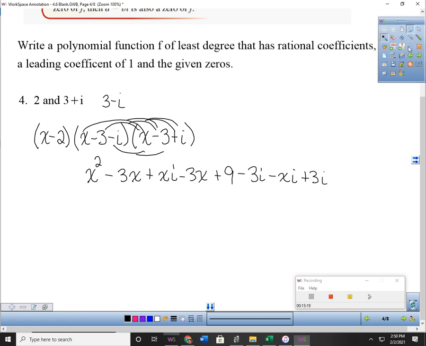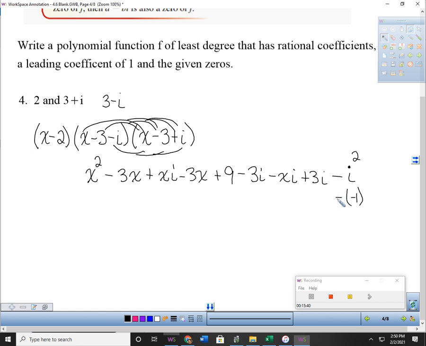Oops, negative 3 times negative 3 is, oh wait, I'm on i. That's right, okay. And then negative i times positive i is negative i squared. And if you will recall, we never leave an i squared. It always changes. i squared is the same thing as a negative 1. So anytime I have an i squared, I'm going to change it to a negative 1.